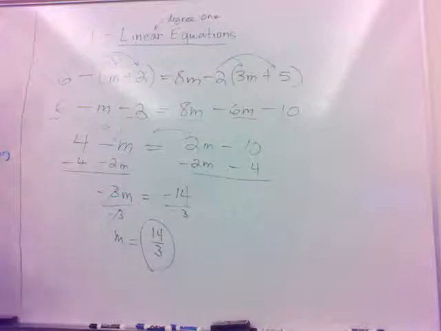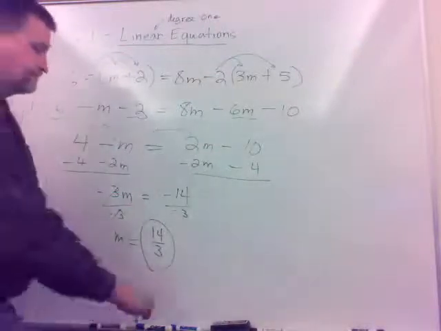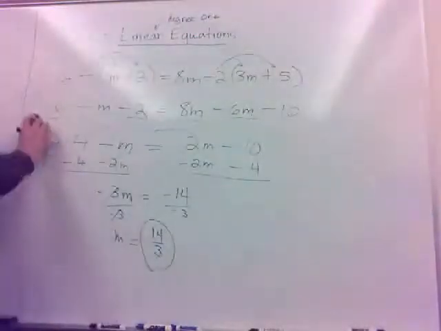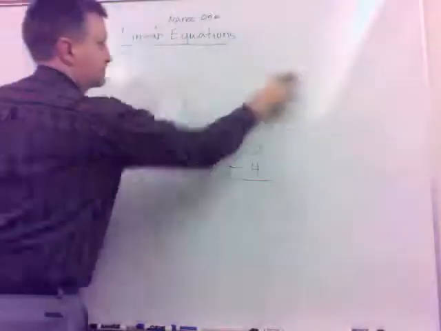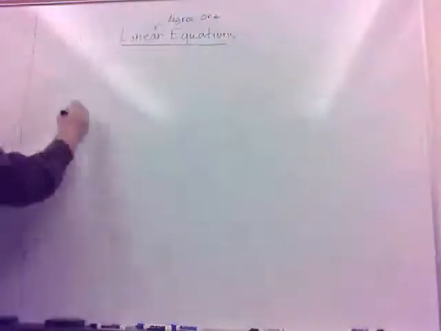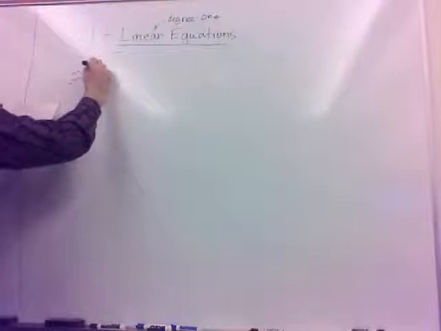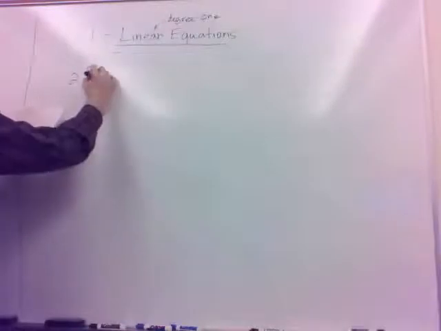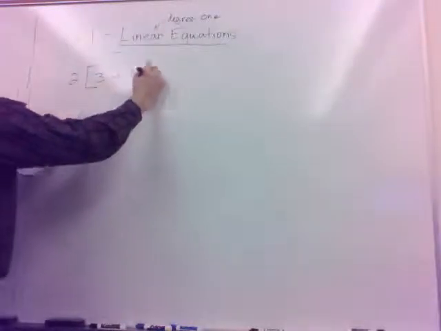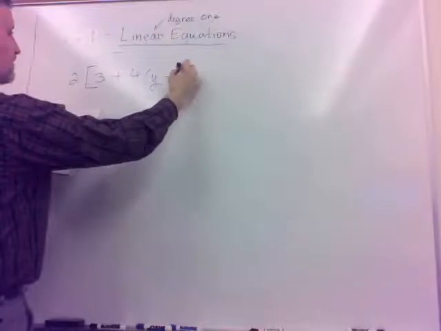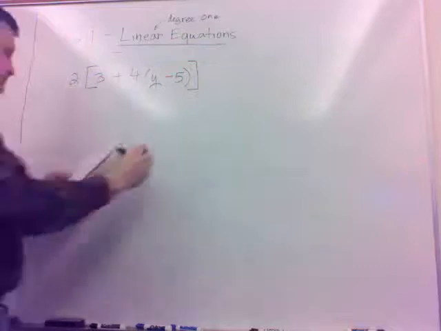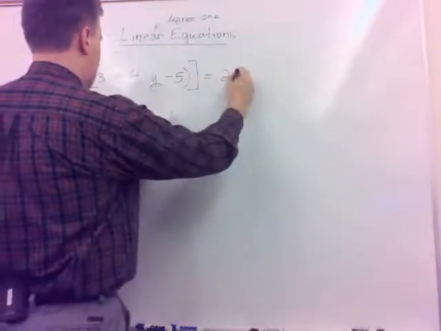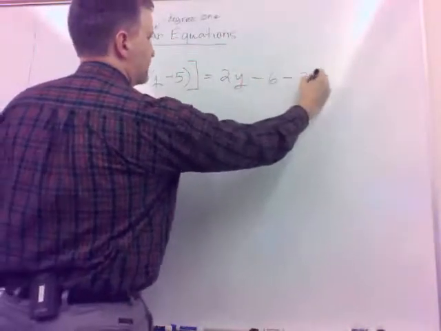All right, let me give you another example of one with some grouping symbols. This one will have brackets and parentheses. Two, then a bracket, a square bracket. 3 plus 4 times parentheses y minus 5. Close the parentheses, then close the bracket. And that's going to equal 2y minus 6 minus 8y.